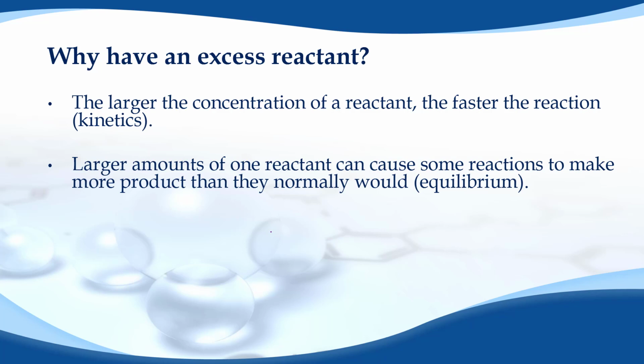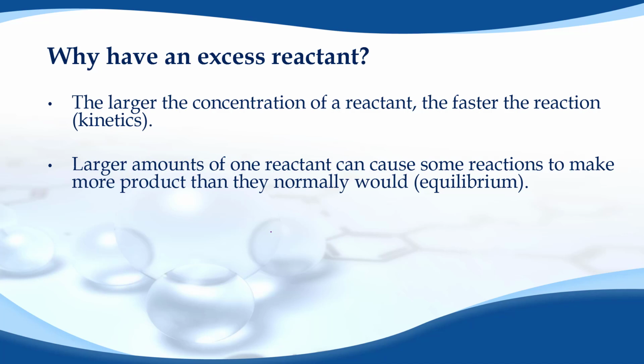What you'll also see, and we'll get into this later in equilibrium when we cover Le Chatelier's principle, is that if you greatly increase the amount of one of the reactants, you can actually cause it to make more product than it would normally make under those conditions. Because remember, not every reaction goes 100% of the way to the finish. Some of them only go part way. And the more reactant you have, the farther along that reaction will progress. So we can actually make larger amounts of a product.